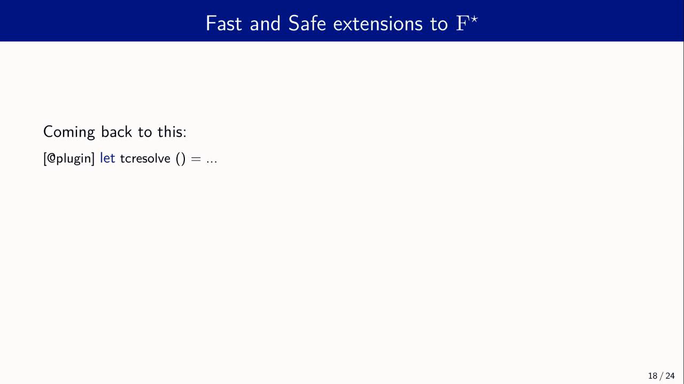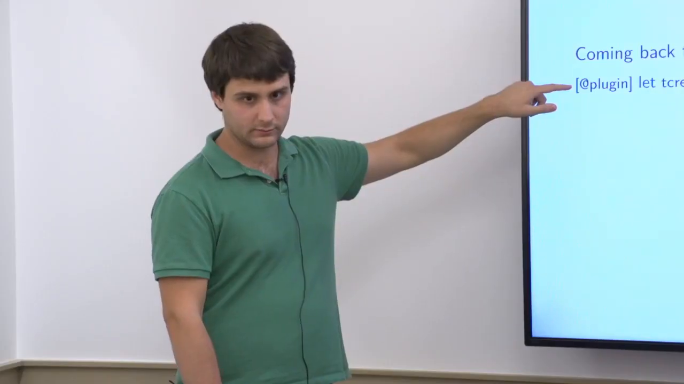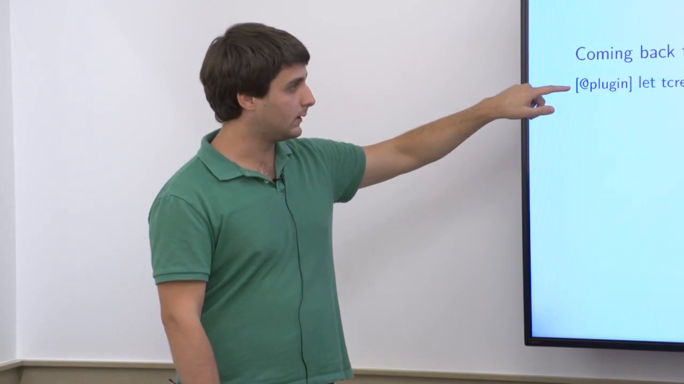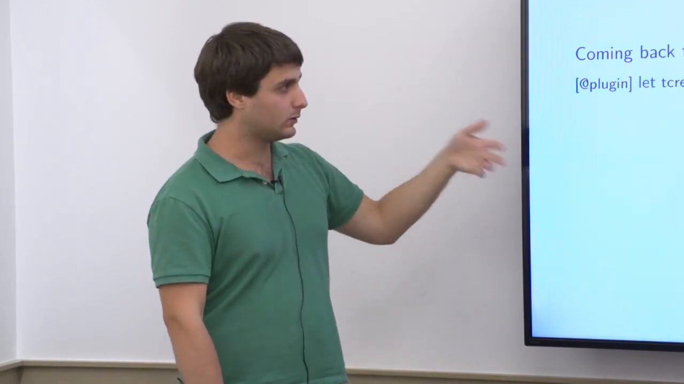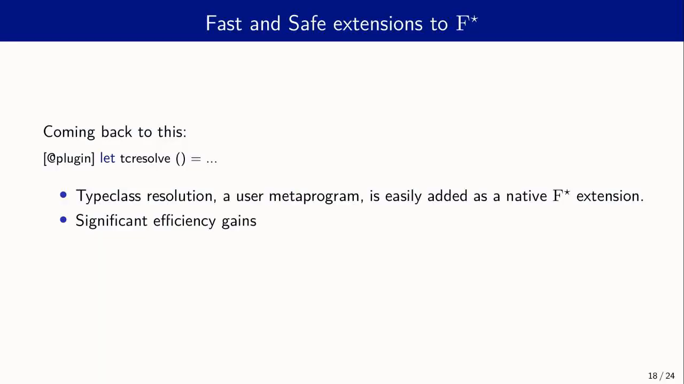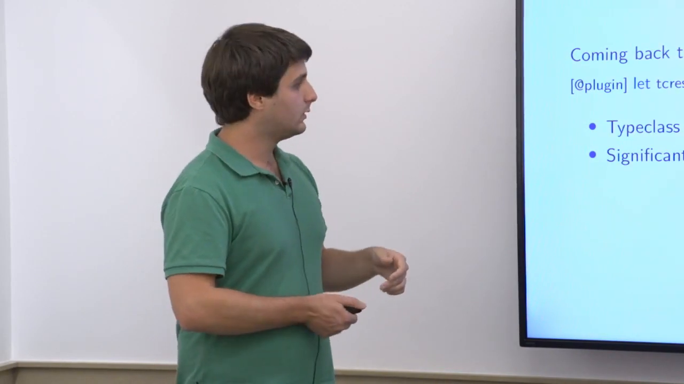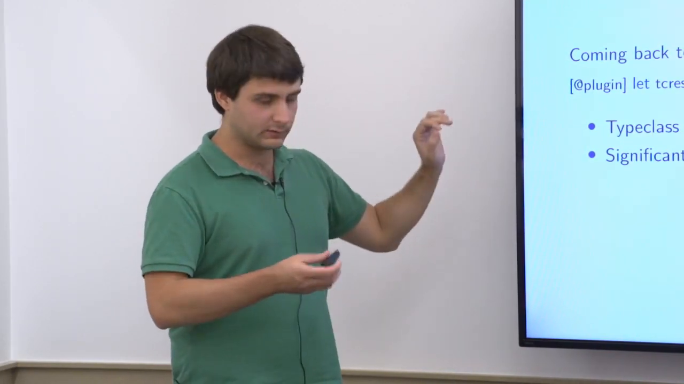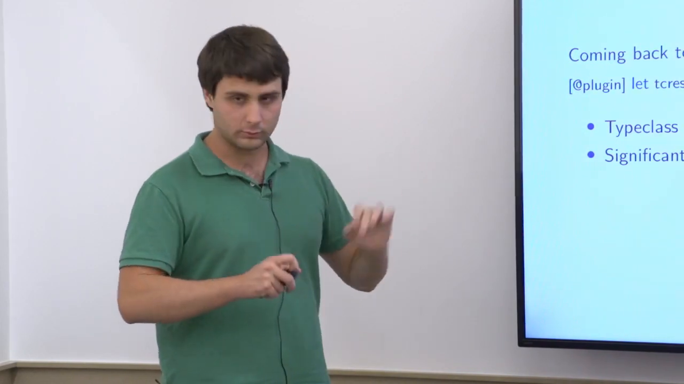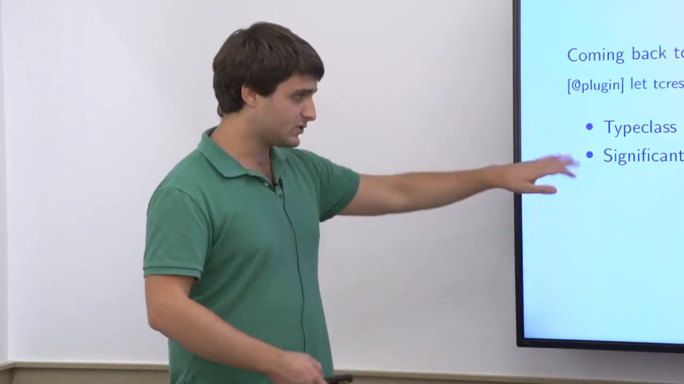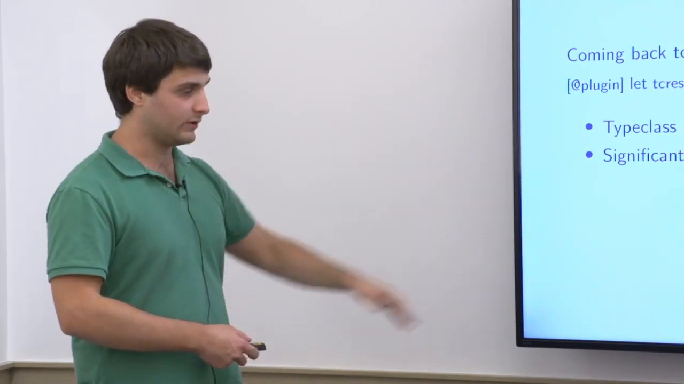Forget about this example. Coming back to the type class example, this TC resolve tactic is marked with this attribute that allows you to extract it to native OCaml code, compile it, and load it into F-star, and you get type class resolution, which is a user metaprogram. It had no primitive semantics, no trust assumptions, nothing to be added back as an F-star extension. And there's nothing that it can do to make F-star go wrong, right? There's no need to trust it. And there are significant efficiency gains. On some examples, we see it running, I don't know, 15 times faster.